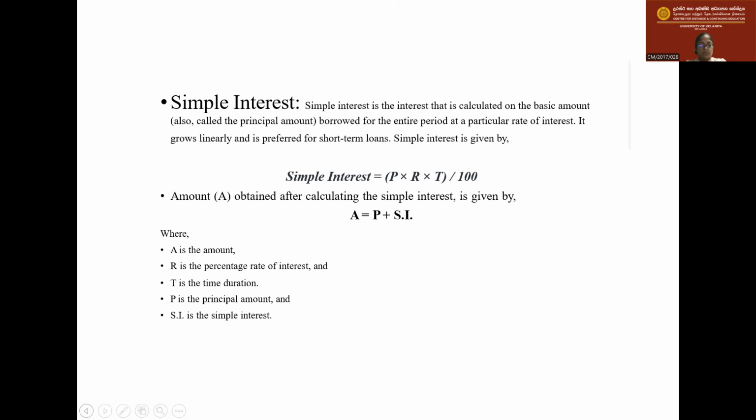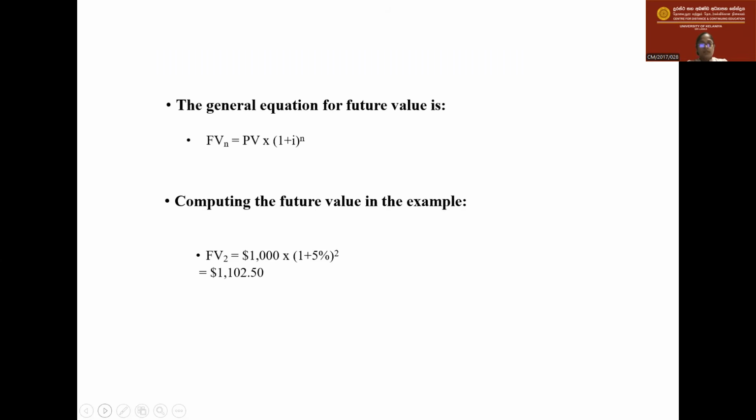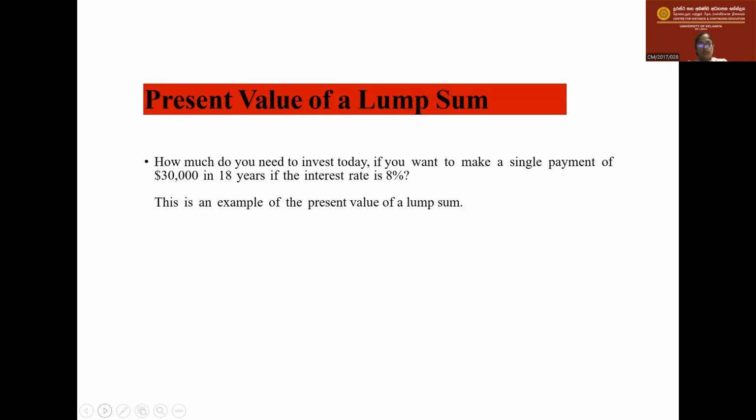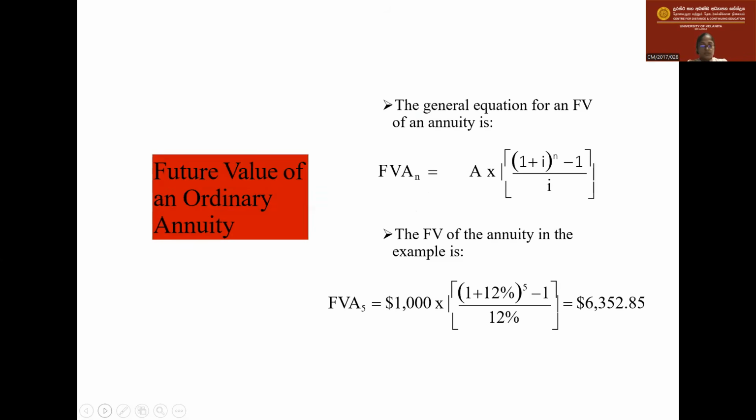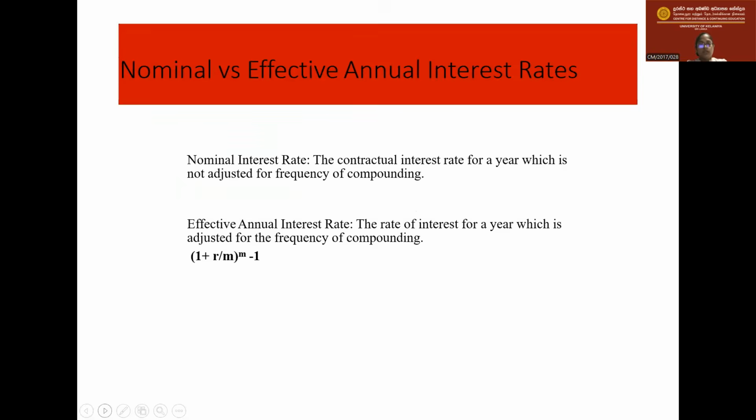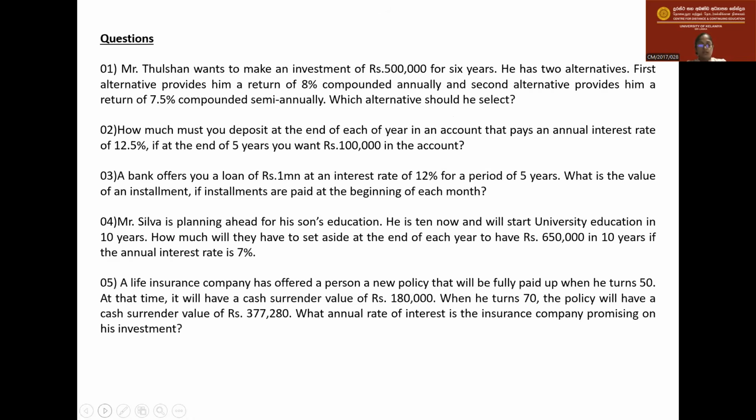In simple interest and compound interest, and then we had a look at present value and future value, right? And as a lump sum, how do we calculate it? And then annuities, we did the annuity formulas as well, the relevant questions, and most importantly, the nominal and the effective annual interest rate. And then perpetuity, we did it, right?